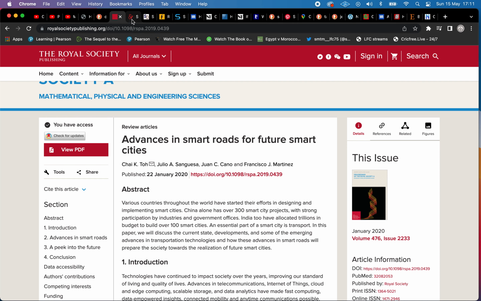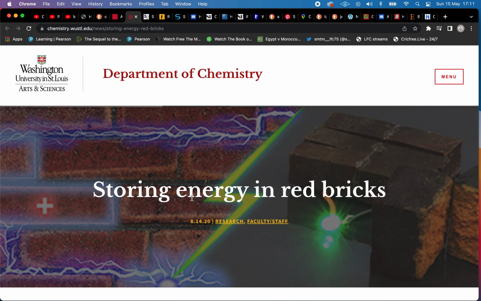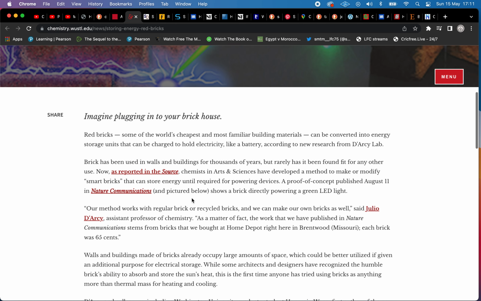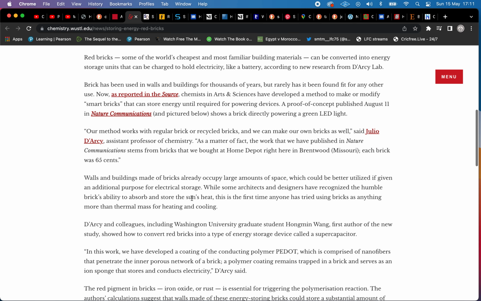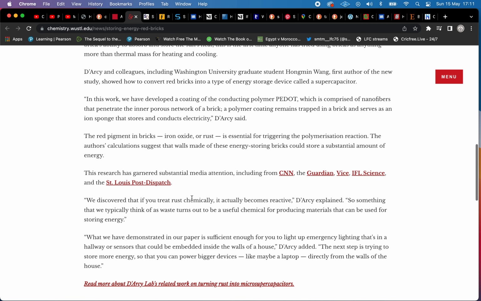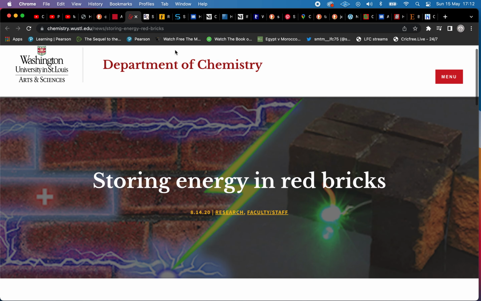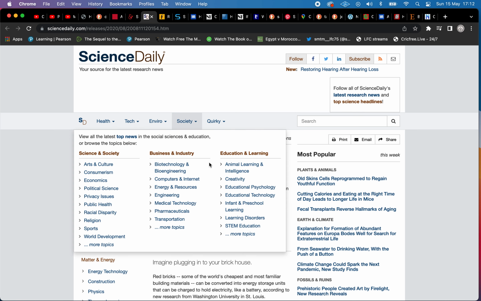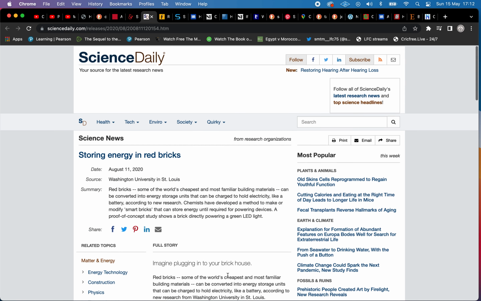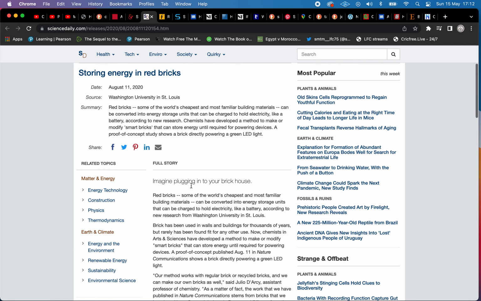If we look at smart roads, they could actually power vehicles and maybe power homes. Well, you've got some pretty prestigious universities now that are saying that you can store energy in red bricks. So just imagine in the past that that's what they did. That might explain why there's a lack of sensible forms of central heating in many buildings, where we've put fireplaces in, whereas actually guys like Martin Liedtke have shown that the fireplaces weren't fireplaces in the way that you understand them. So here's Science Daily, again storing energy in red bricks. Imagine plugging into your brick house.